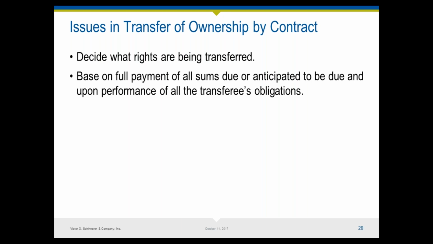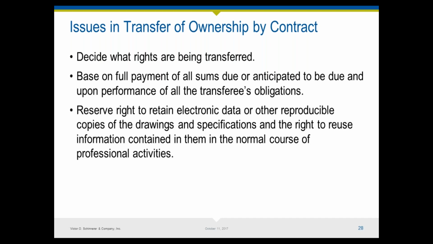Now, let's talk a little bit about the issues in transferring ownership of the documents, or ownership in the copyright of the documents, or even ownership in the design of the architecture or work. There are issues you have to address. We'll reinforce these by just reading what's on the slide. You have to decide what rights are actually being transferred. You should base that on a full payment of all the sums due or anticipated to be due, so that you're not giving away stuff before you can collect your fee.